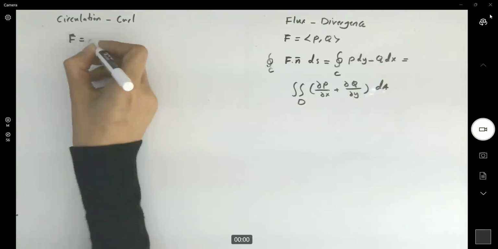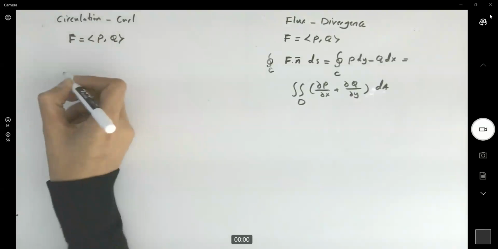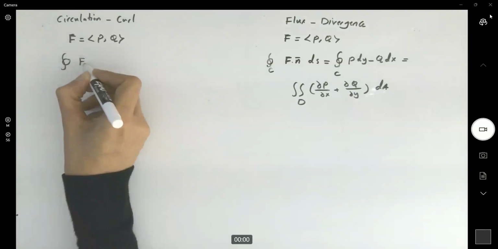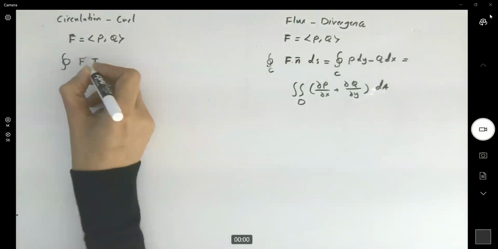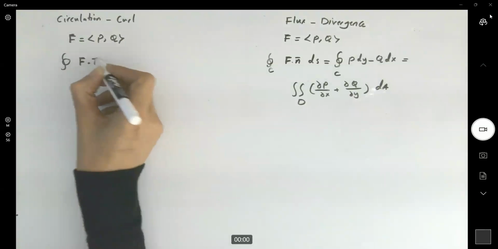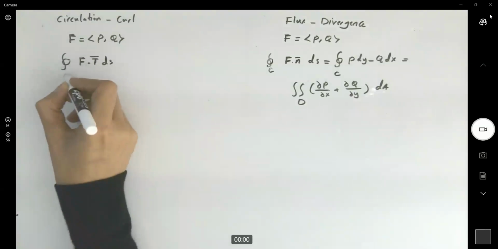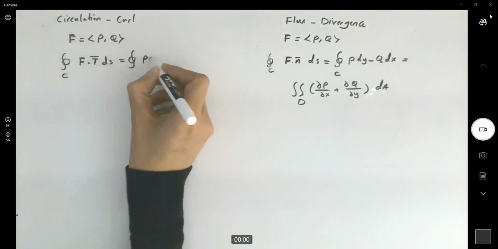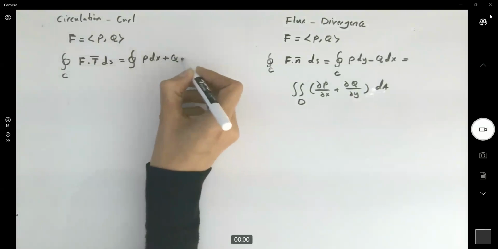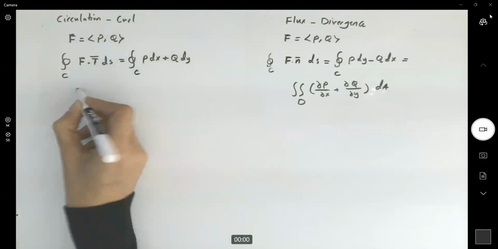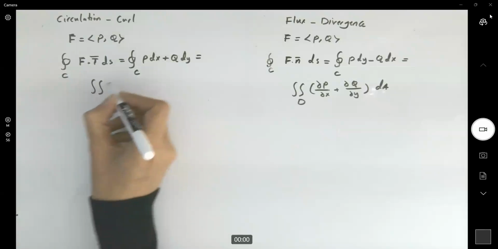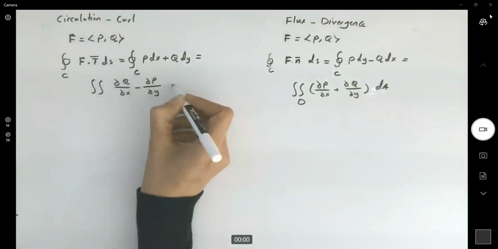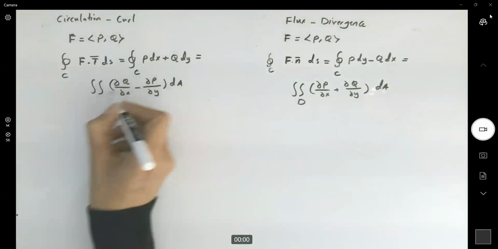And for the circulation curl, the same process. If vector field F is given to you as P and Q, then the line integral of F dot T ds over C can be written as the line integral of P dx plus Q dy, which is equal to the double integral of the partial derivative of Q with respect to x minus the partial derivative of P with respect to y dA over region D.